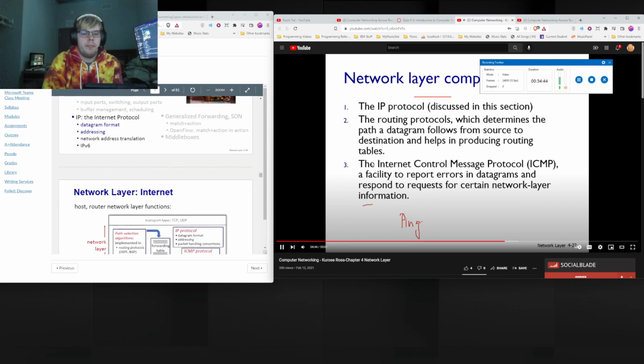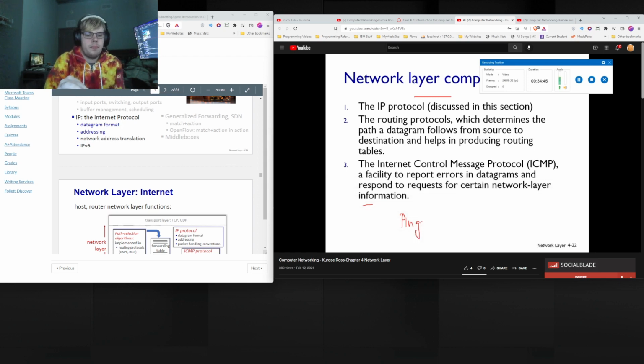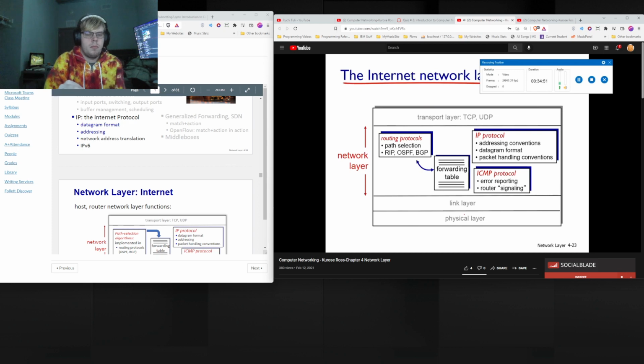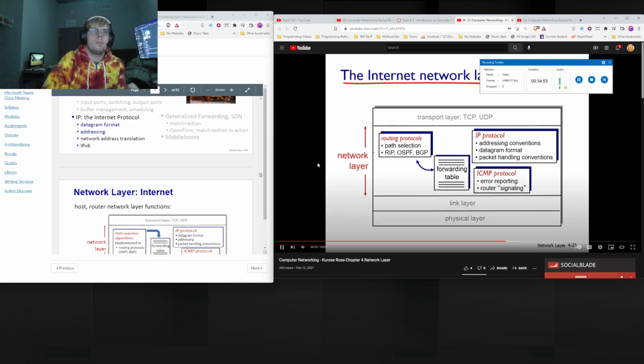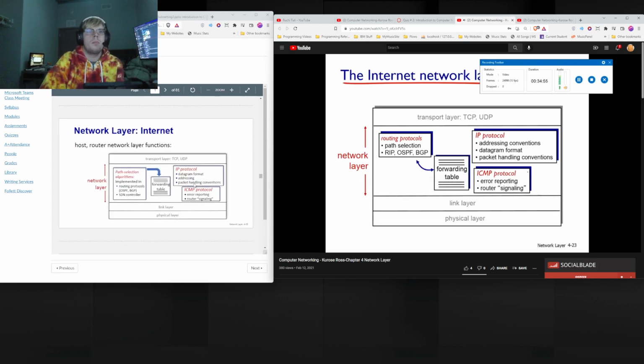ICMP is to report errors and to respond to requests for network layer information. Alright, so if you see over here, the network layer is a huge layer and it lies between the transport layer and the data link layer. There are many protocols, routing protocols for path selection. We are going to talk about this. IP protocol does addressing. It is related to addressing, datagram format, packet handling conventions.